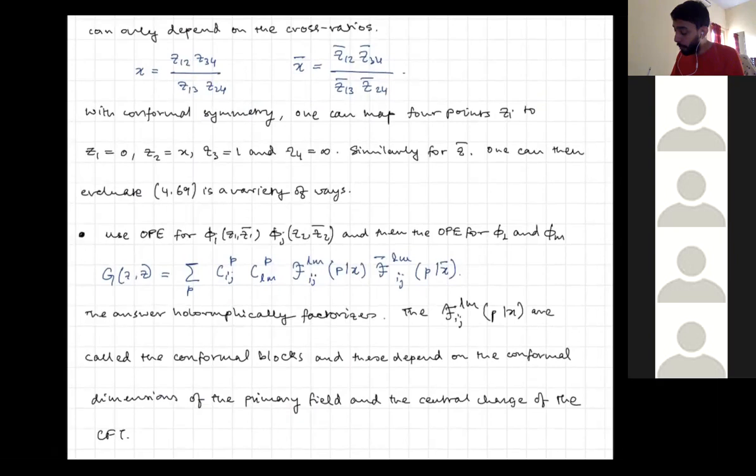These things are what are called blocks. So these are conformal blocks. These again depend on the dimensions of the primary field and central charges of the CFT. So again, what is happening is, except for these numbers C_ijk, everything else is fixed by conformal symmetry and conformal symmetry alone. These are some complicated functions which you can sit down and find out if you want.